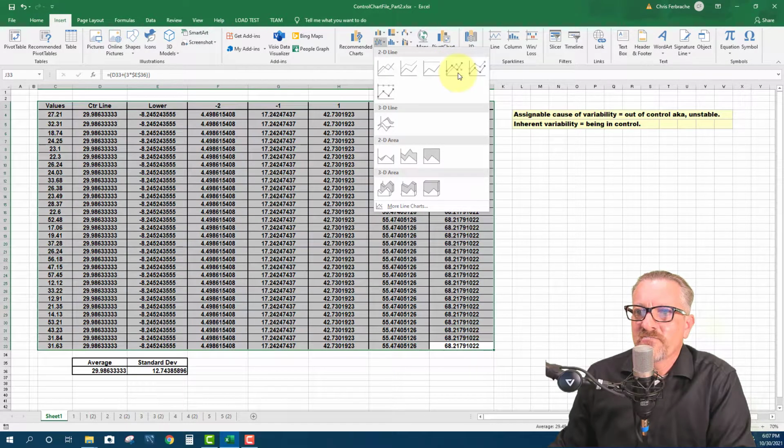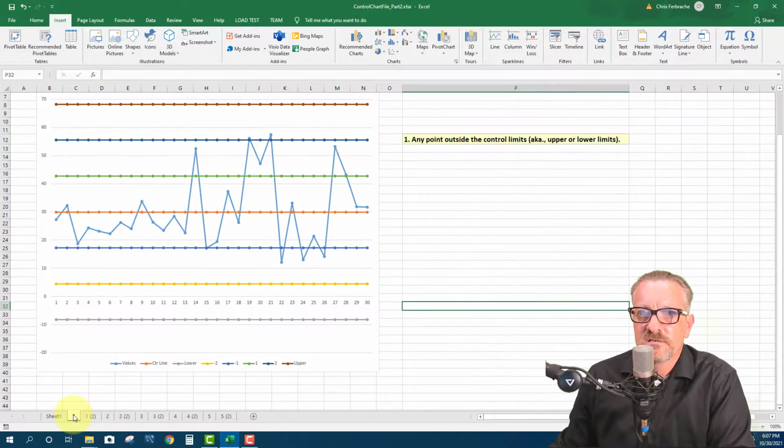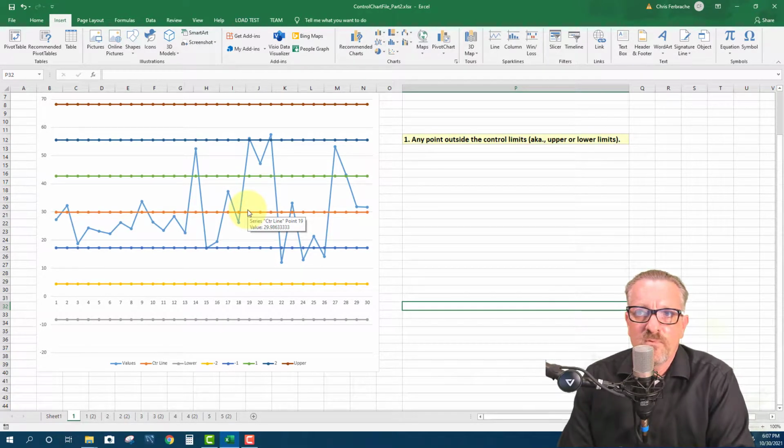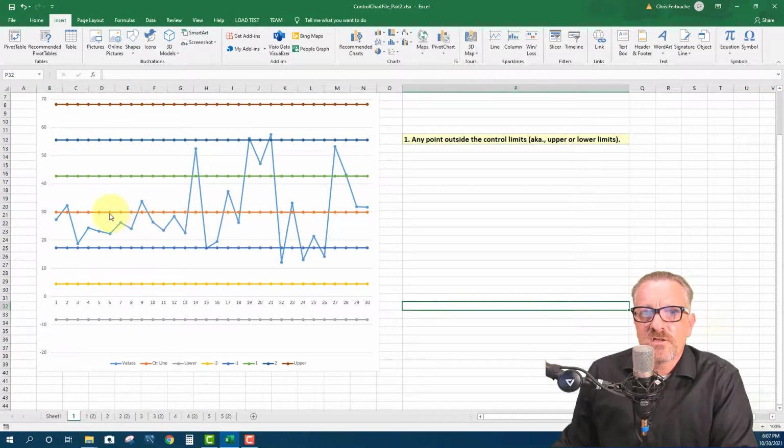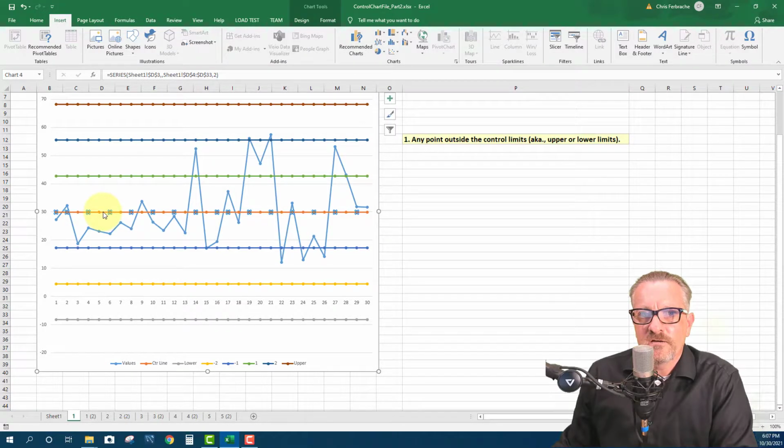Now I believe I already have my control charts made on these other pages. Let's see. Yes, so these are the control charts from the data. You would go and create that chart, and then you can put it on different pages. So this is the control chart, and the control line is this orange one right here. That's the center, that's the mean, and then as it goes out, 1 standard deviation for each row.